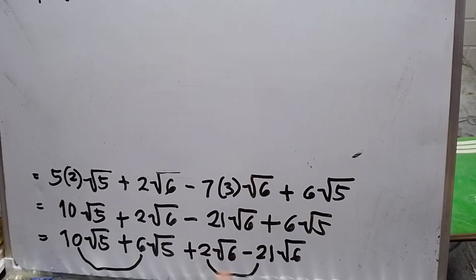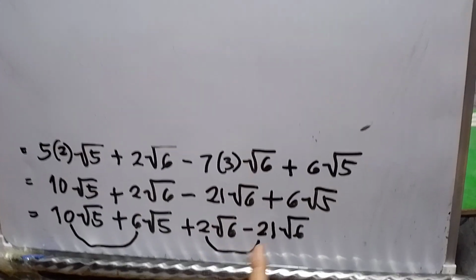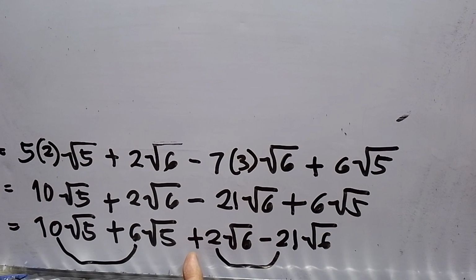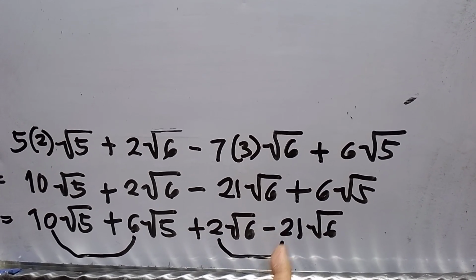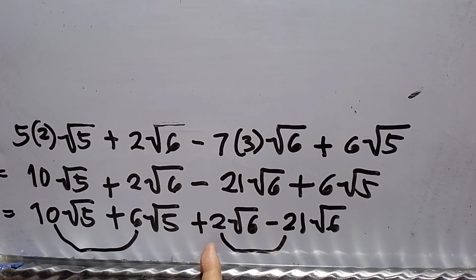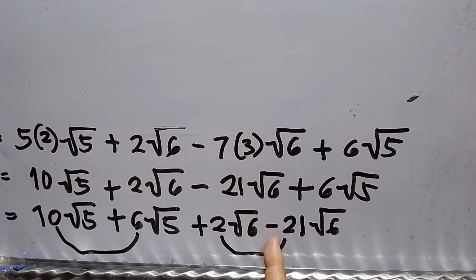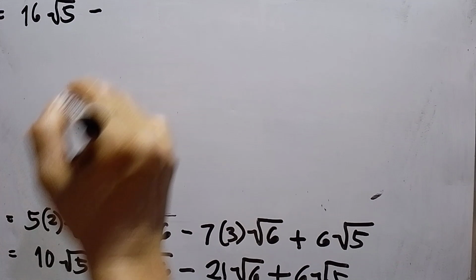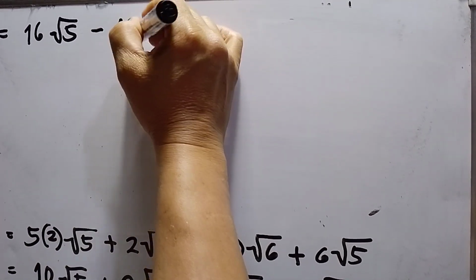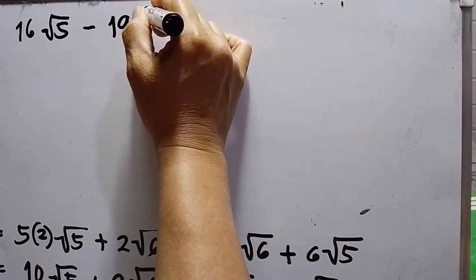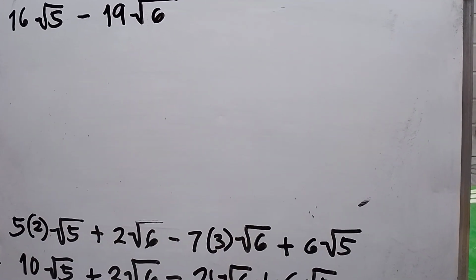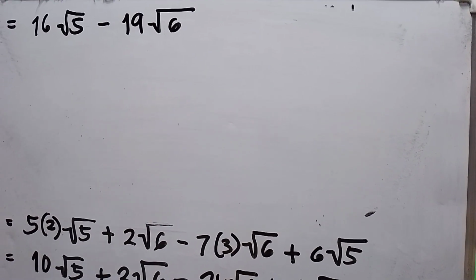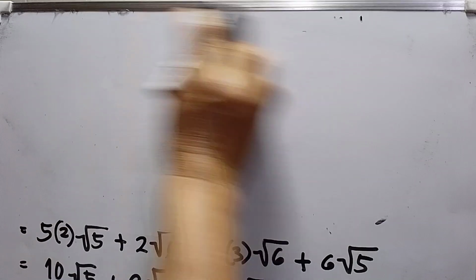So I need subtraction here because these are unlike signs. So addition and then subtraction. So 21 minus 2 is 19. Take note, 21 is having a negative sign. So this will be minus 19 square root of 6. So that is the number 3 answer. Now let's proceed to number 4.